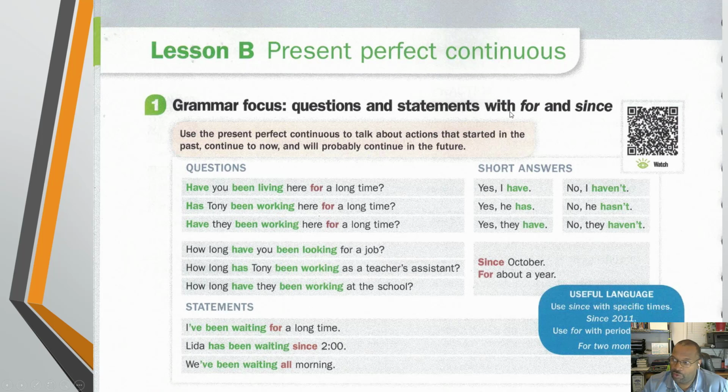I also wanted to make sure that we understand how to use for. Use for with periods of time. For example, for 2 months. For a long time. And how we use since. Use since with specific times. For example, since 2011. Since 2 o'clock. All right? All right, so let's move on.